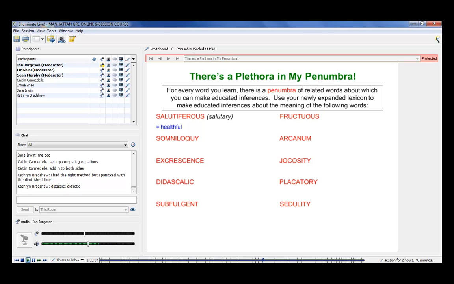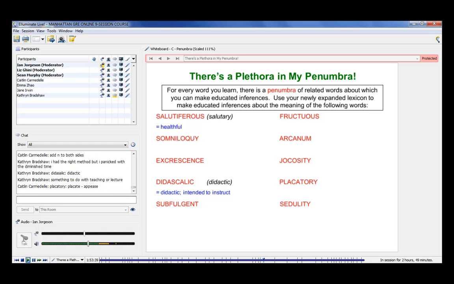Okay, Catherine's got the first one. Didascalic probably is related to didactic. I agree, 100%. So Catherine, what do you think didascalic means then? Yeah, having to do with teaching. It's actually a pretty close synonym for didactic, which means intended to instruct, having to do with teaching. Absolutely.